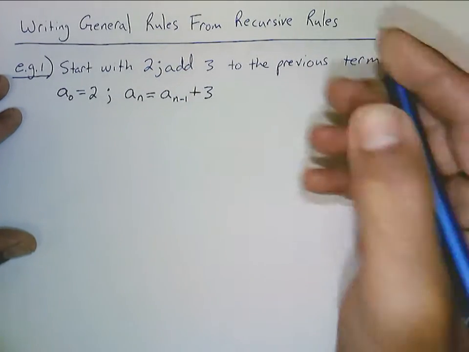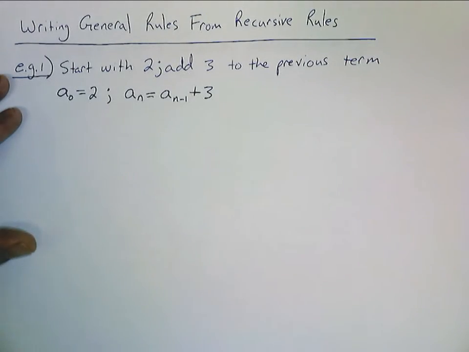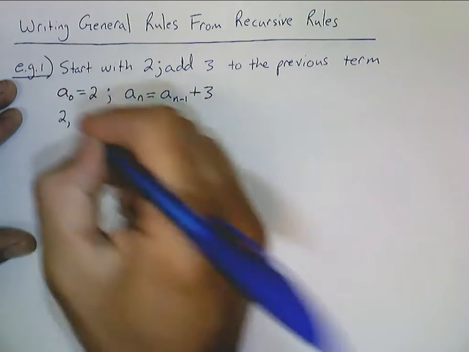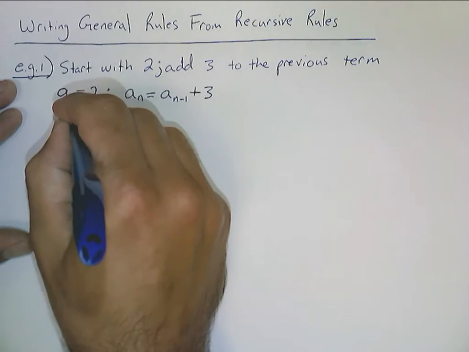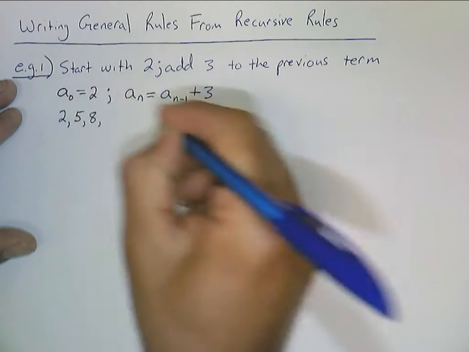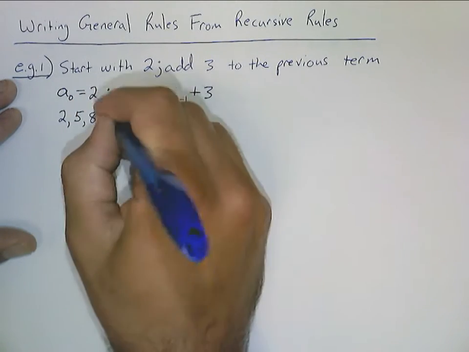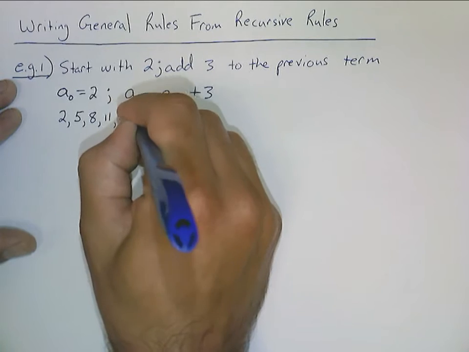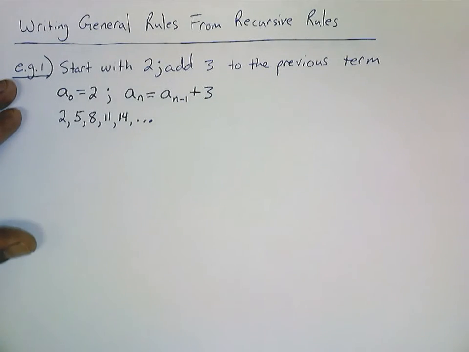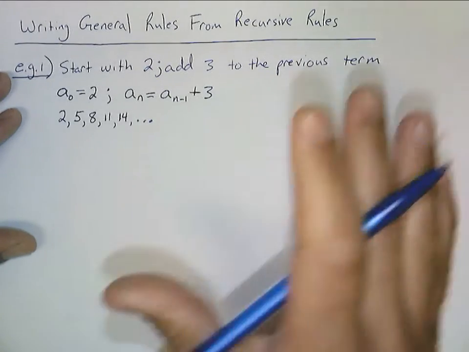Okay, so we've seen this particular sequence before. The sequence is basically going to look like we'll start with 2, we add 3 to get to the next term, that's 5, add 3 again, we get 8, add 3 again, we get 11, add 3 again, we get 14, and so on and so forth. And that's the same one we were looking at last time.